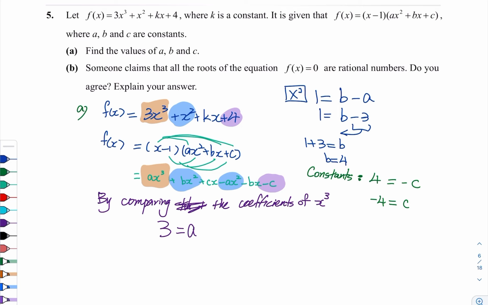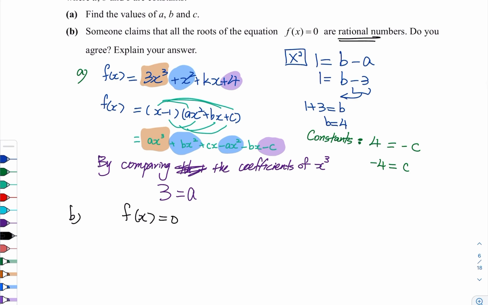And then part B, let's see what it's asking. They are saying f(x) equals 0 now, and find the roots. Roots means find the values of x, and see if they are rational or not. Rational means the answer is either an integer or a fraction. That means pretty answers, basically.